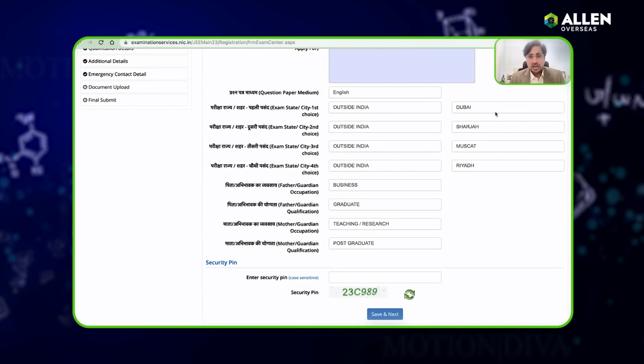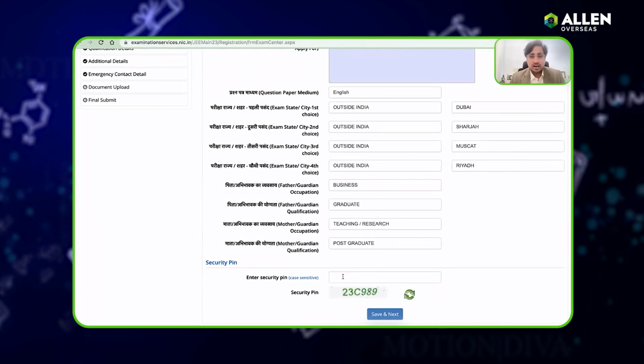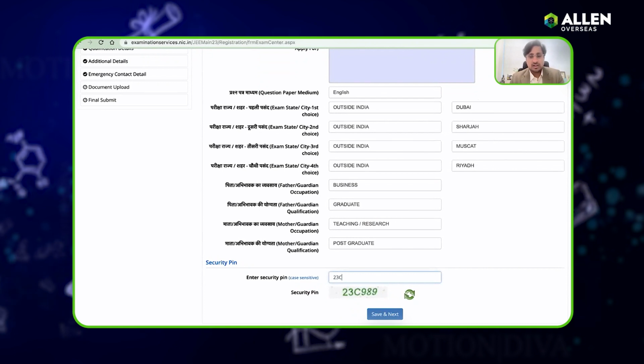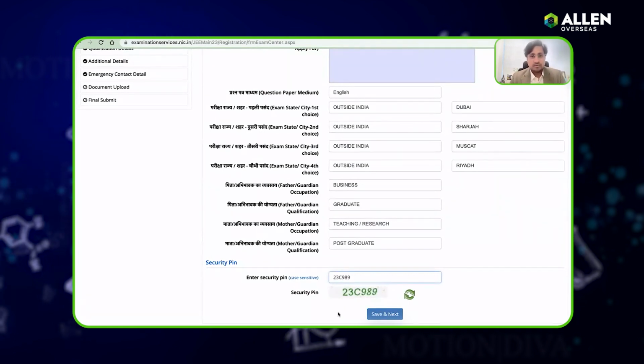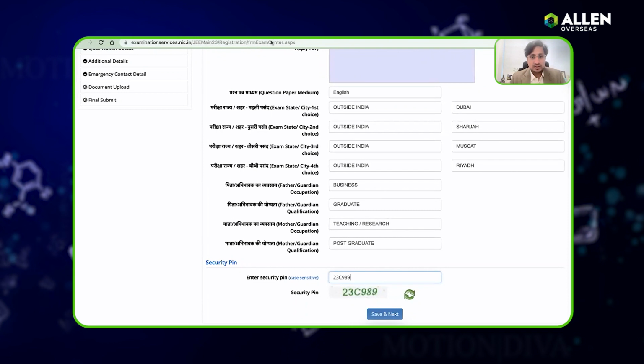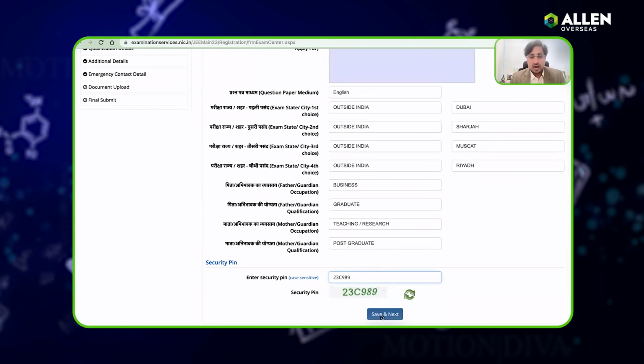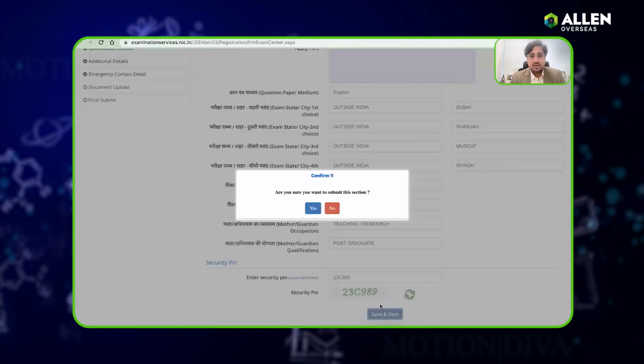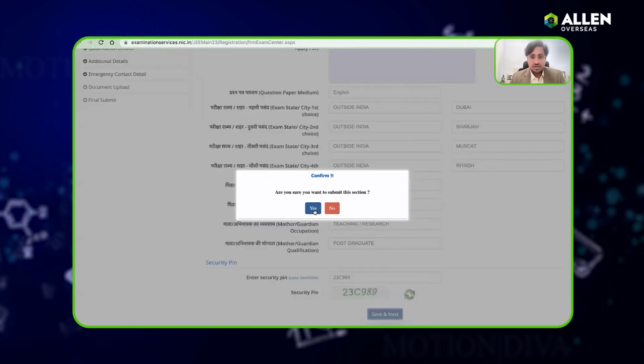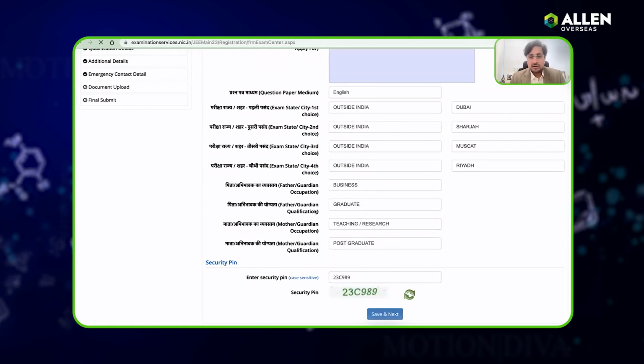Okay. As soon as you change any option, the security pin will again change and you have to fill this again. So I'm filling this. Any other question? Yeah. Okay. Noted. Thank you. So now I'm going ahead. I have filled the exam center. It is asking me, are you sure to submit? So I'm submitting it again.